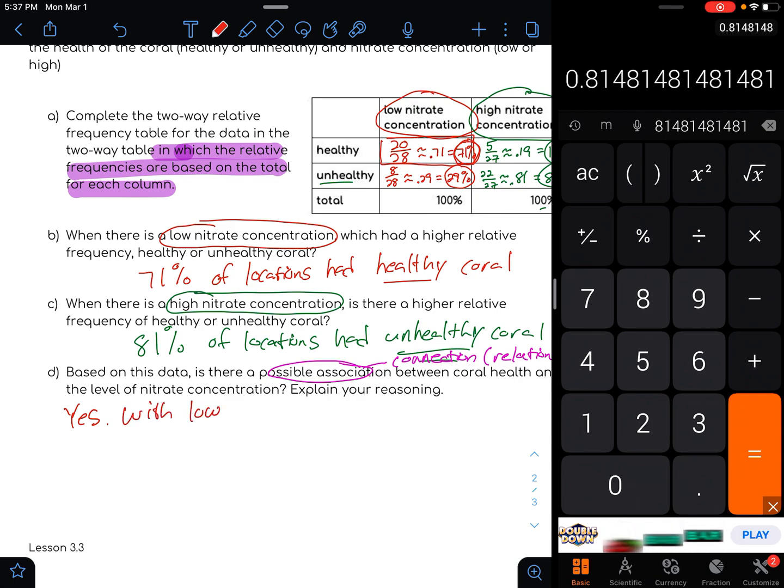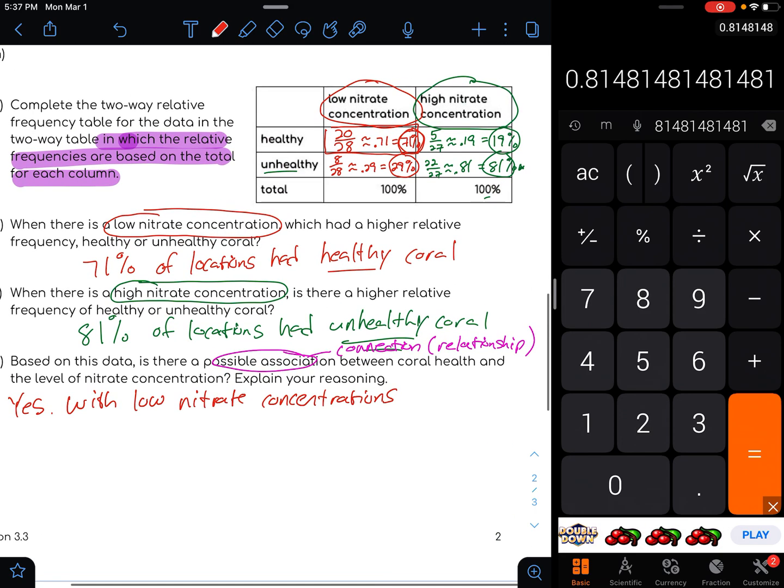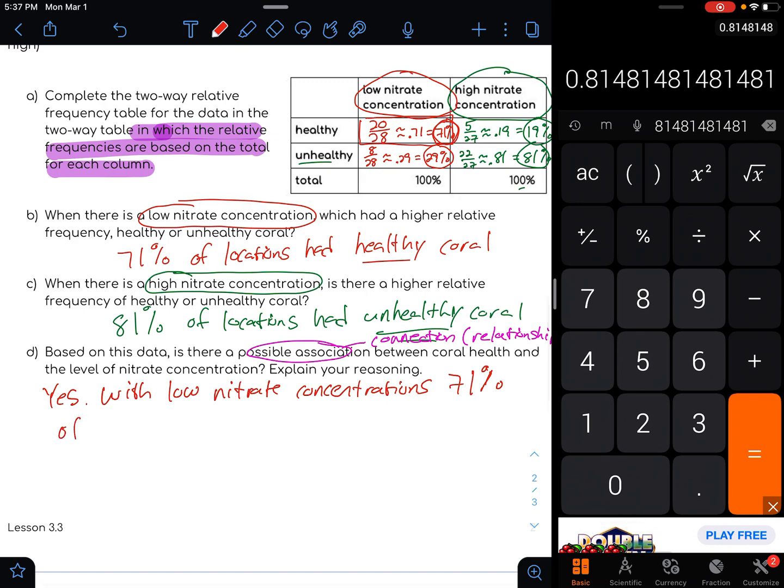With the low nitrate concentration, there is a much higher percentage in one than the other, right? 71% of the locations had healthy coral. It's not 50-50. It's not like it doesn't matter if there's low nitrate concentrations, where we had some healthy and some unhealthy. No, there's a pretty large percentage that were healthy.